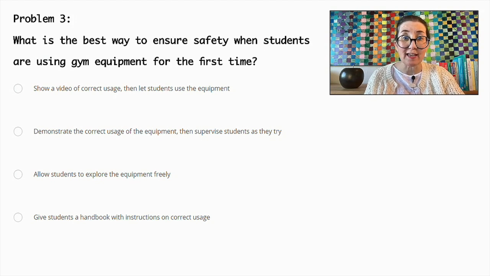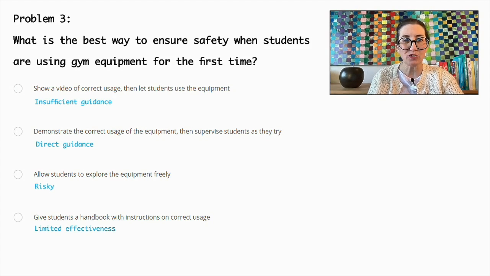When ensuring safety for students using gym equipment for the first time, the most effective approach is to demonstrate the correct usage and then supervise them. Videos and handbooks cannot address individual questions or correct mistakes in real time, and allowing free exploration is risky. Demonstrating techniques firsthand and providing immediate feedback ensures students use the equipment safely and correctly.